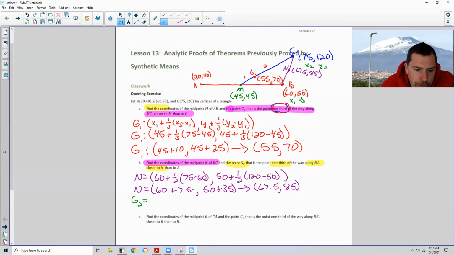Okay, and so now we're going to find G2. 1/3 away along the way NA. So now we're going to have this segment from A going to N, and we want to find a point on that that is 1/3 of the way along NA closer to N. So if it was, say, here, that's 1 and this is 2, we're looking for this point here. Okay, I know this diagram's not to scale and it's messy, but just gives you an idea of what we're looking for. And so now we do G2.